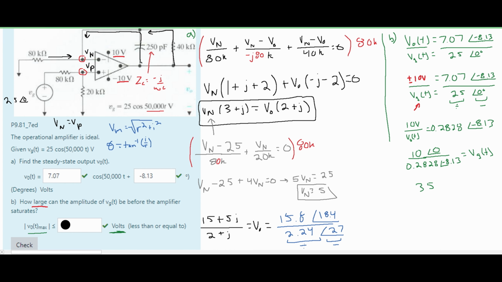This is our V max. We know that this will be our V max, and then whatever angle comes out is just going to be the angle. The angle here would be an 8.13, but this is what we're caring about. So if I reveal the answer, we can see that it is approximately 35. And that is how you would go about solving for this problem.